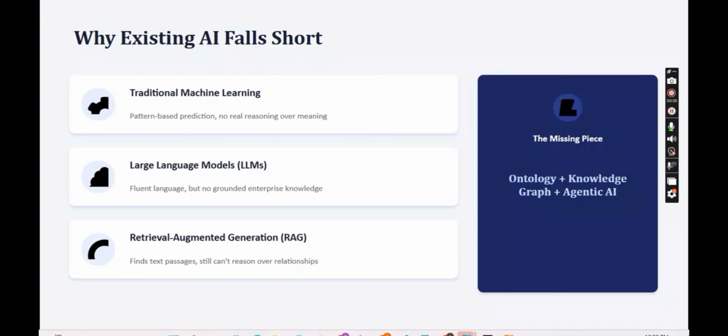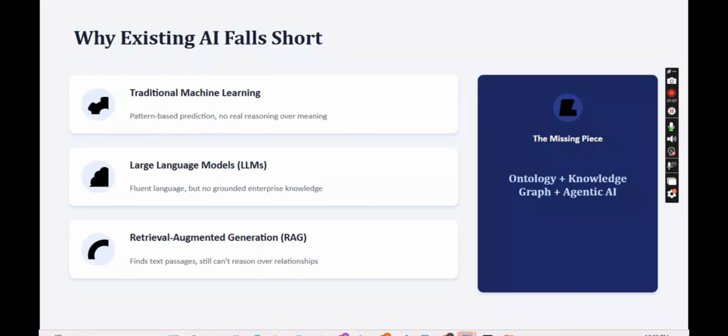RAG retrieves text. It does not retrieve meaning. It cannot naturally understand relationships between entities. For example, it may retrieve a paragraph mentioning patient, doctor, medication, diagnosis, but it does not inherently understand that the doctor diagnosed the patient, or that the treatment produced prescriptions, like the relationship between different extracted entities, right? Those relationships exist only implicitly inside the text.